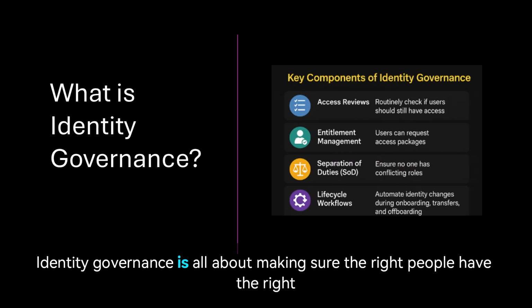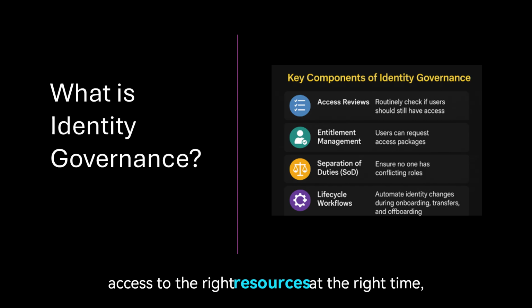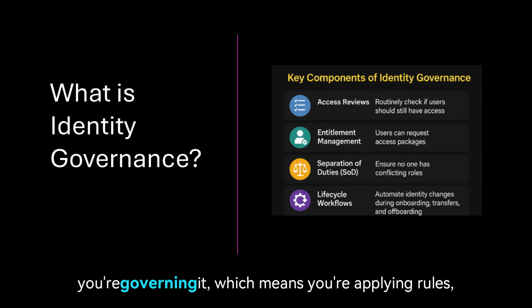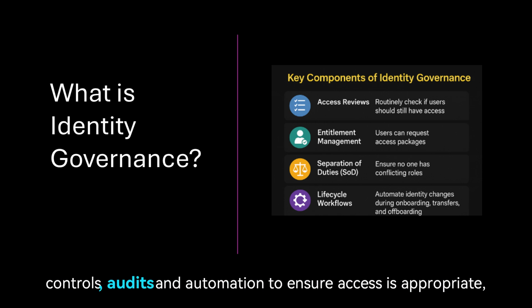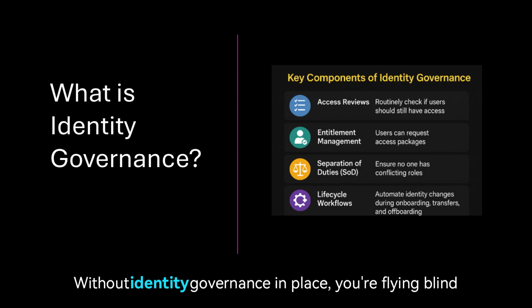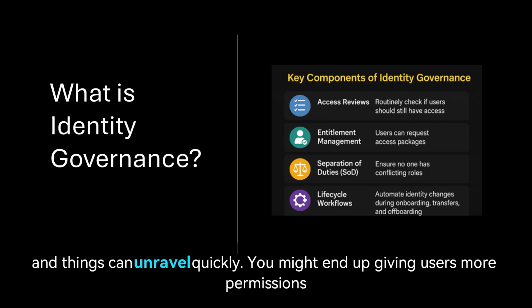Identity governance is all about making sure the right people have the right access to the right resources at the right time, and nothing more. You're not just managing access, you're governing it, which means you're applying rules, controls, audits, and automation to ensure access is appropriate, compliant, and secure. Without identity governance in place, you're flying blind, and things can unravel quickly.